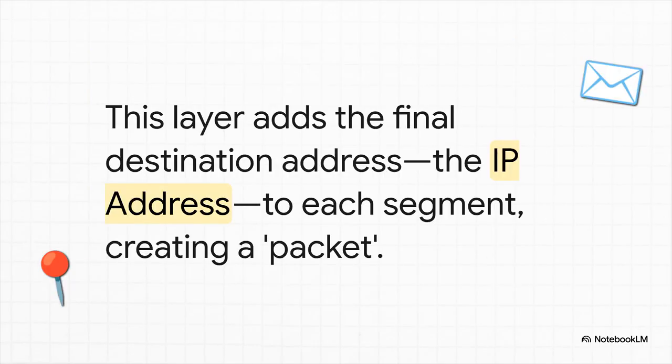Now we're at the addressing department. The network layer grabs every single one of those segments and adds the most important piece of information, the IP address of the final destination. This is like writing the full street address on the envelope. And once that address is on there, it's officially called a packet.